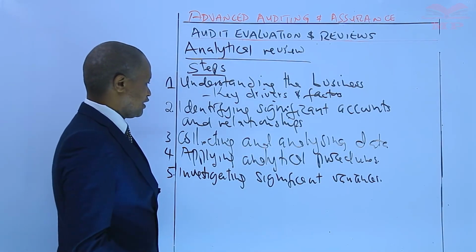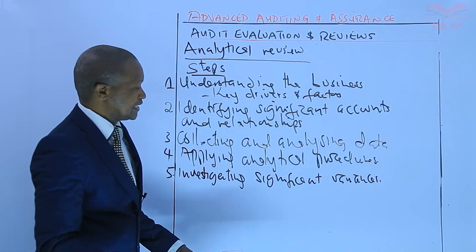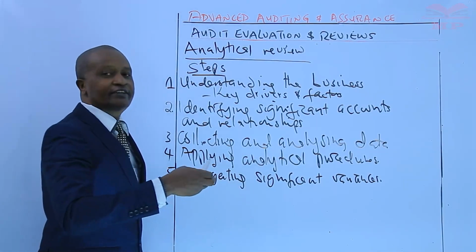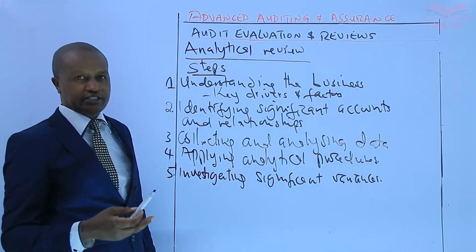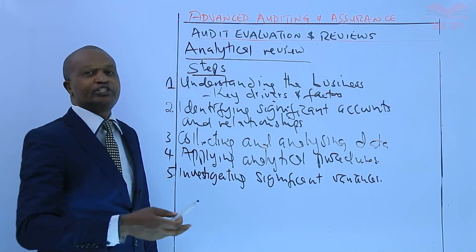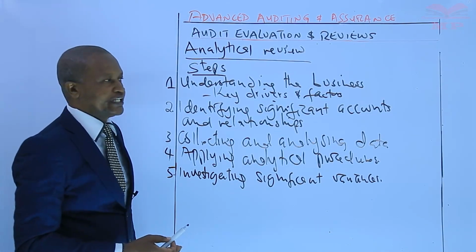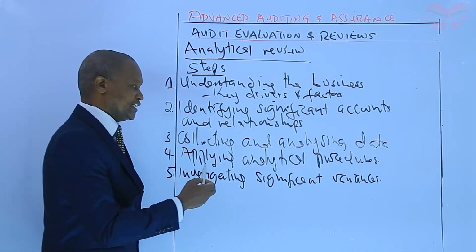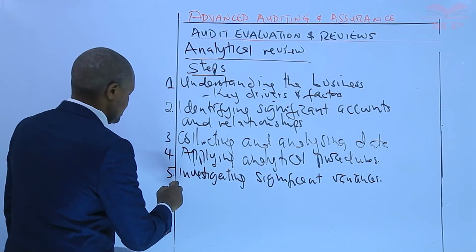So after comparing, there could be significant variances. And any significant variances or deviations from expected results are then further investigated in order to understand the underlying causes. And that may involve inquiries with management, obtaining additional supporting documentation, performing substantive tests, or seeking external expert opinions. Investigating significant variances.